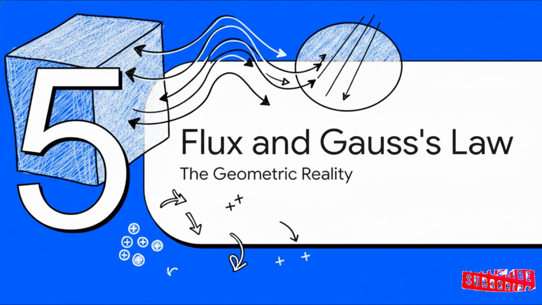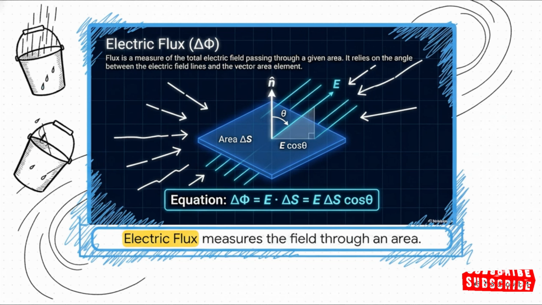Finally, we hit section 5, flux and Gauss's law. The geometric reality. First off, what even is electric flux? Simply put, flux is a measure of how much of that invisible electric field is actually punching through a specific area, and it heavily depends on the angle. Think of holding a bucket out in the rain. You're going to catch the absolute most water when the bucket is straight upright, pointing directly into the rain, right? But if you tilt it at an angle, way less water goes through the opening. Flux is just measuring that exact angular penetration, but for electric fields.